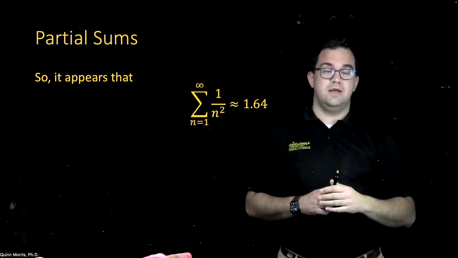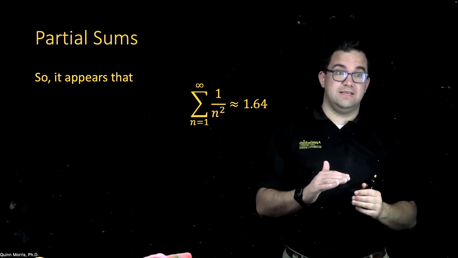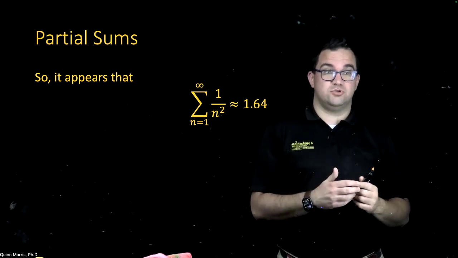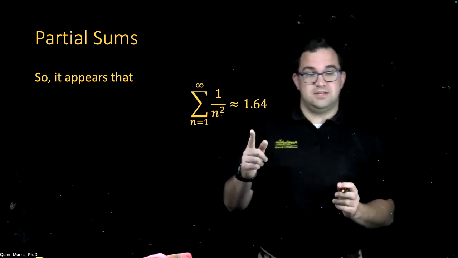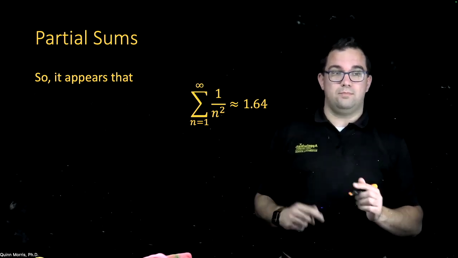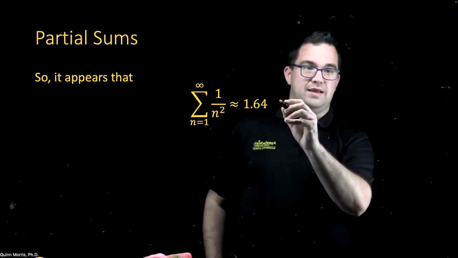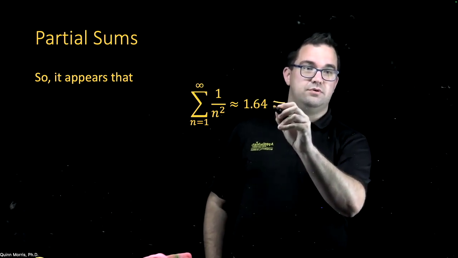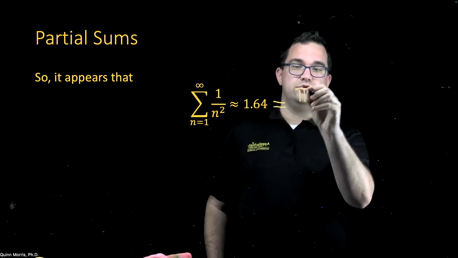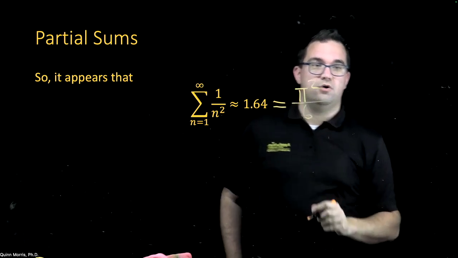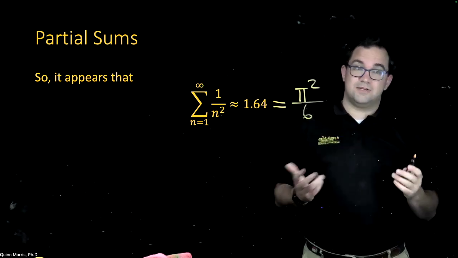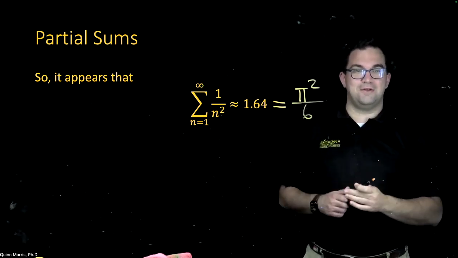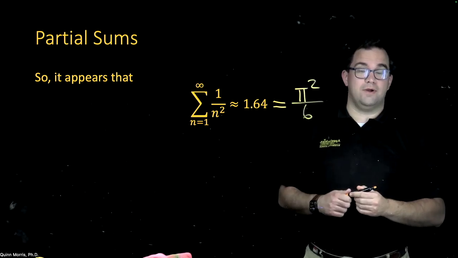It's a hard question. An even harder question often is, even if I know it converges, what on earth does it converge to? It turns out here that this does converge to about 1.64, but in fact, I can tell you exactly what it converges to. This converges to pi squared over 6. Okay. Why? It would take us quite a long time to explain why this converges to pi squared over 6.